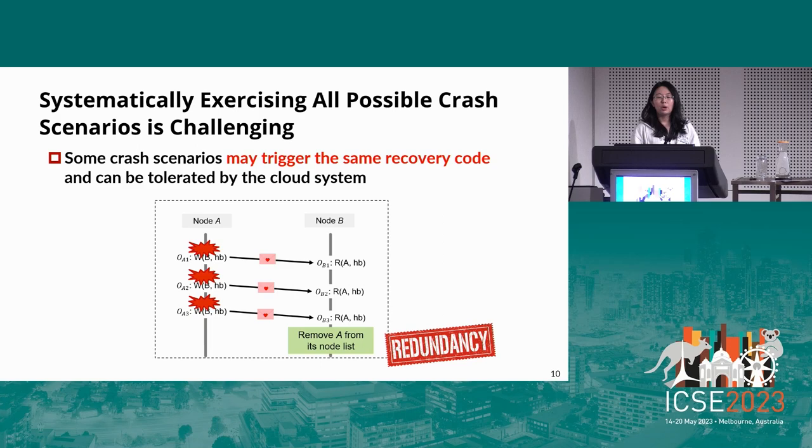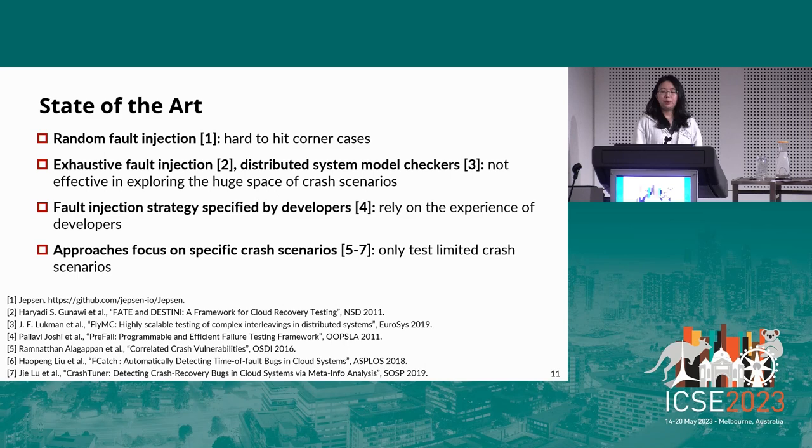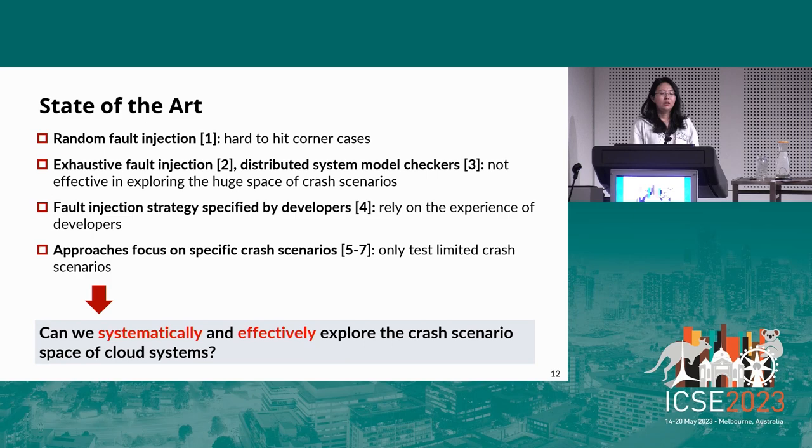A lot of works have been proposed to test the correctness of cloud systems in dealing with faults. Random fault injection frameworks inject node crashes randomly, but they find it hard to hit corner case crash recovery bugs. Exhaustive fault injection approaches and distributed system model checkers are not effective in exploring the huge space of crash scenarios. Some approaches rely on the cloud system developers to decide the fault injection strategies, and other approaches only focus on limited crash scenarios. Considering the limitations of existing works, we wonder: can we systematically and effectively explore the crash scenario space of cloud systems?